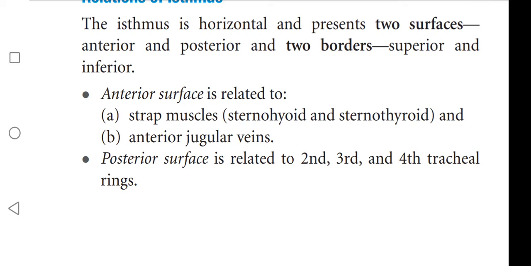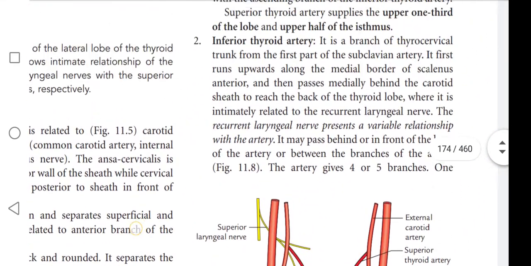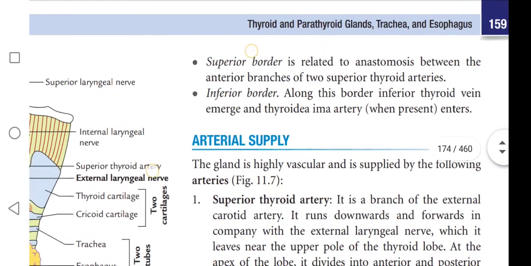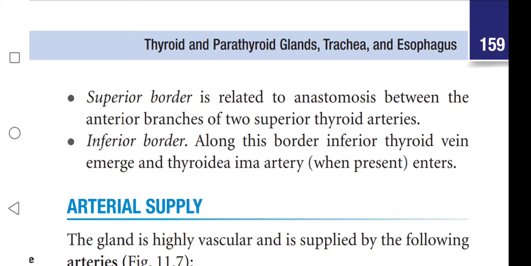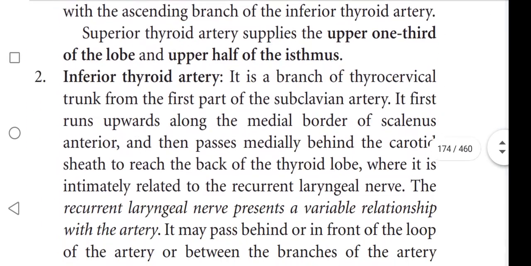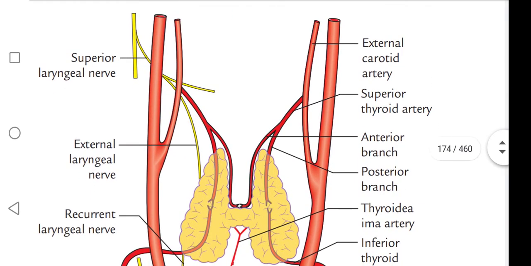Next, coming to posterior surface. It is related posteriorly to the second, third, and fourth tracheal rings. Next, superior border. Superior border is related to the anastomosis between the anterior branches of the two superior thyroid arteries. This is the anastomosis between the anterior branches of the superior thyroid artery of both sides.